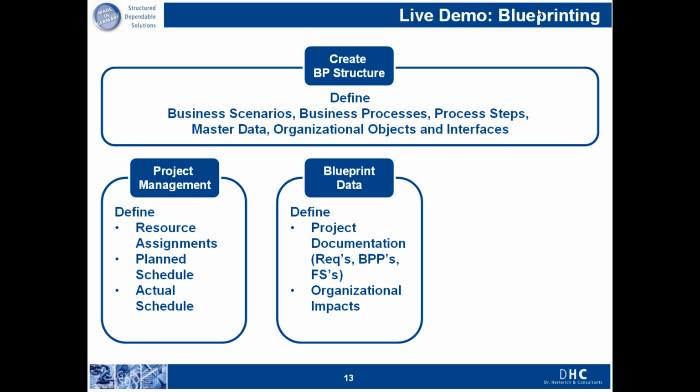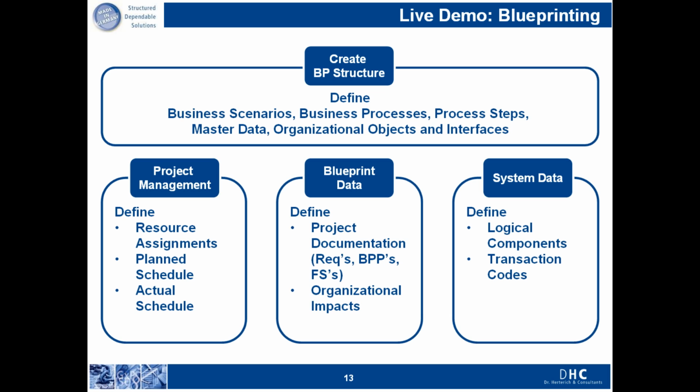Next, it is possible to define business blueprint data. For example, it is possible to define project documentation, for example, requirements documents, business process procedures or functional specifications, and it's also possible to define the organizational impacts. You need to define system data as well. For example, which transaction codes are going to be used to execute a specific process or business scenario.